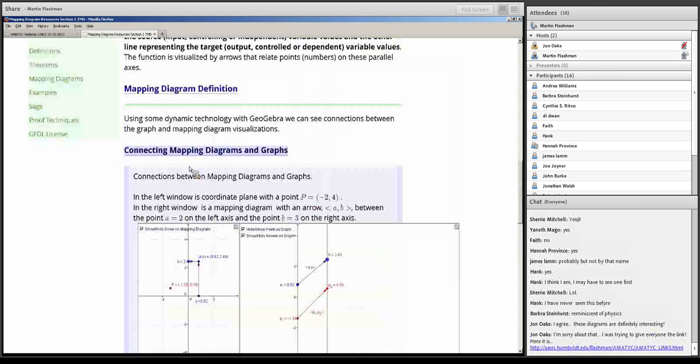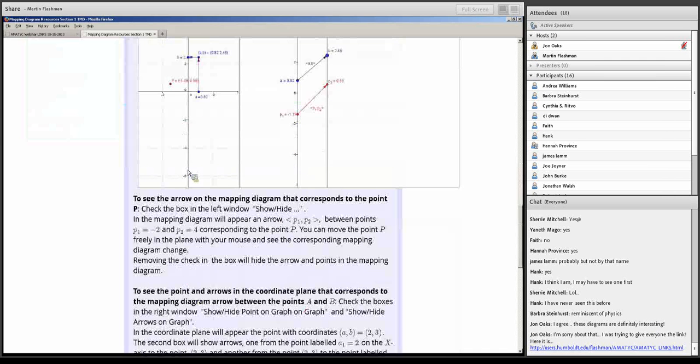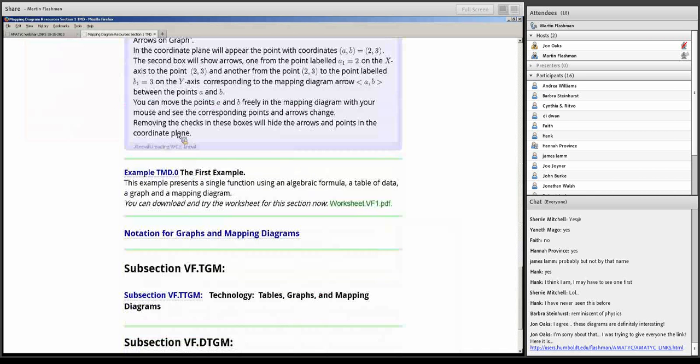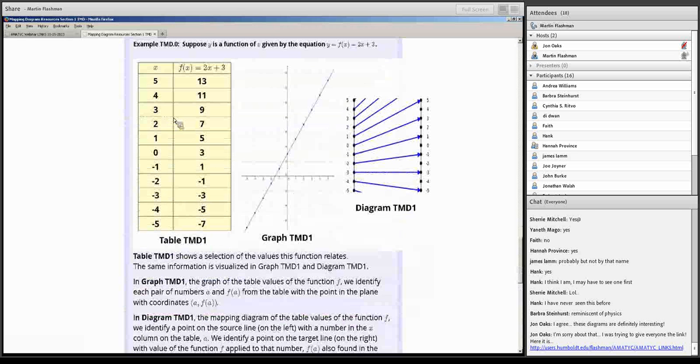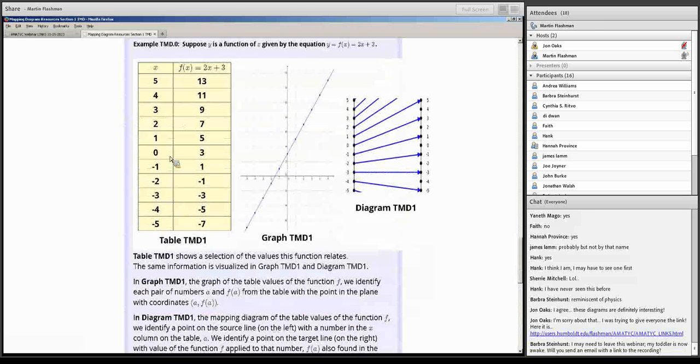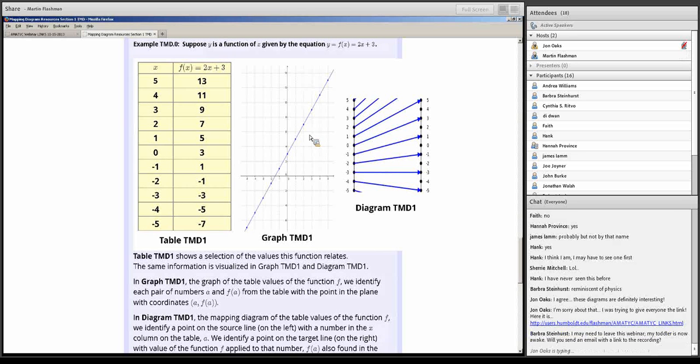I'm going to close this up here. Actually, yeah, just move down here. And here's the first example showing all three ways to represent things. And we see here a table with the x values, the value of a linear function here, and then on the right we see the graph of that and the mapping figure.